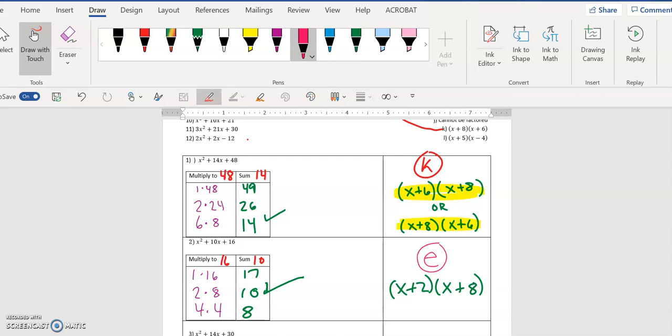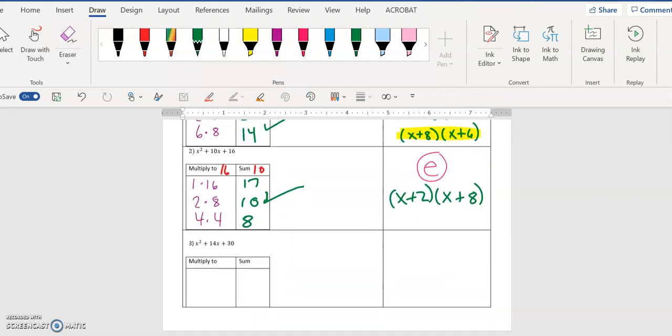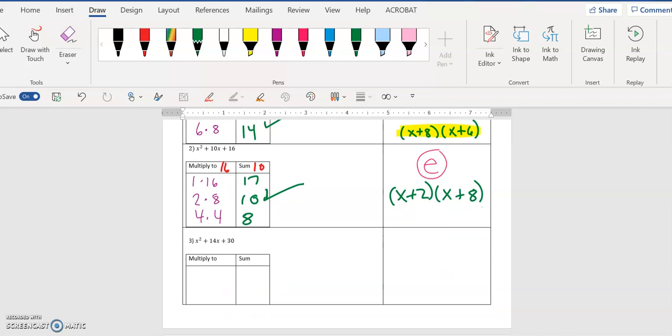All right, very good. Let's continue on number 3. I wish I could call on you guys right now in the classroom, and I would just pick one of you and you could give me numbers. But I guess I'll do it by myself. What multiplies to 30 and adds to 14?